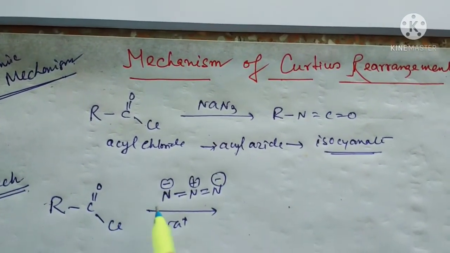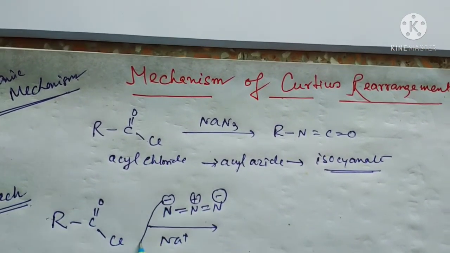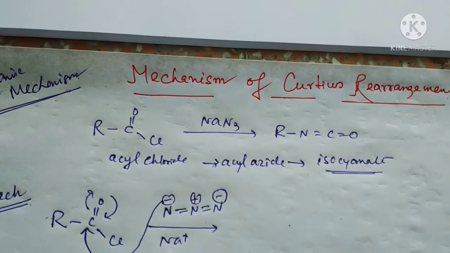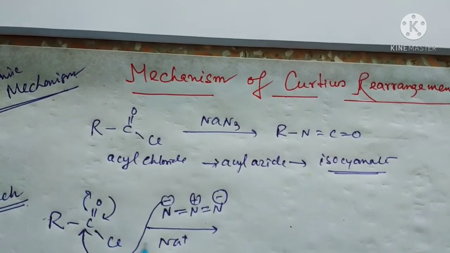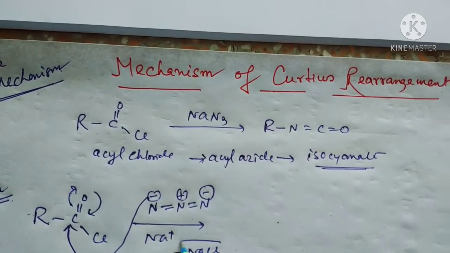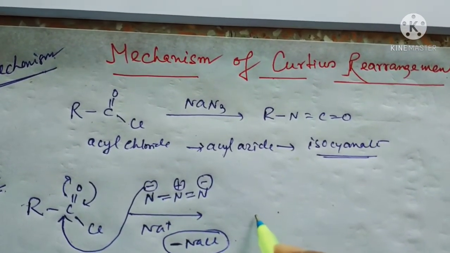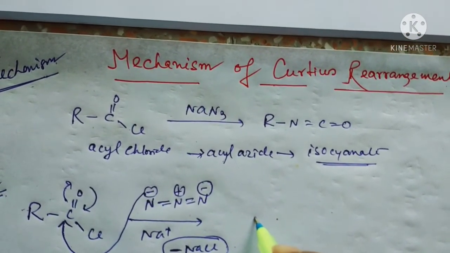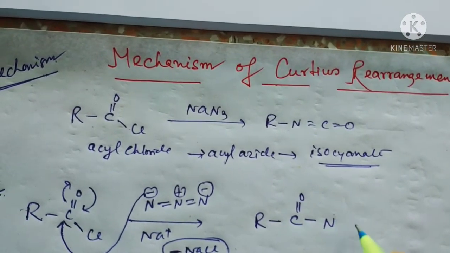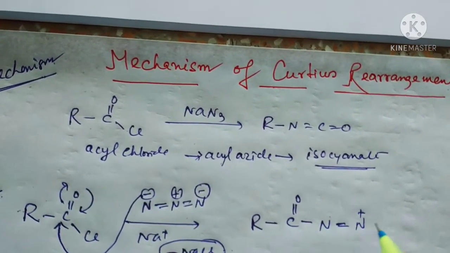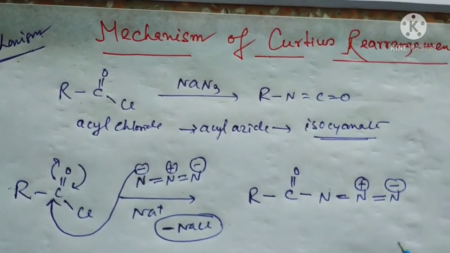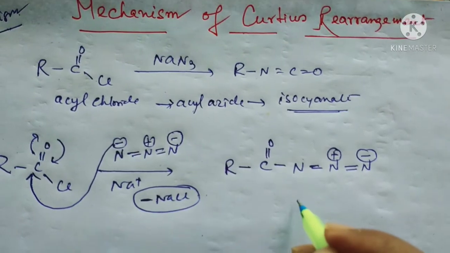Okay, now when the azide ion attacks this carbon, it forms this way, and the chloride gets out of the system with NaCl. This gets out of the system, and it forms RCO N plus and N minus. This is our acyl azide. Okay, this is our acyl azide.